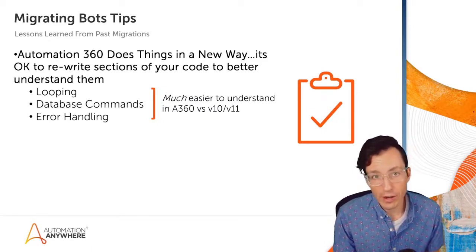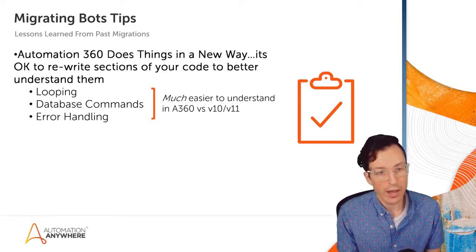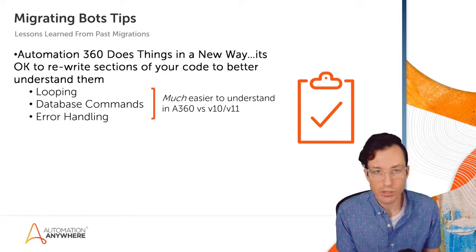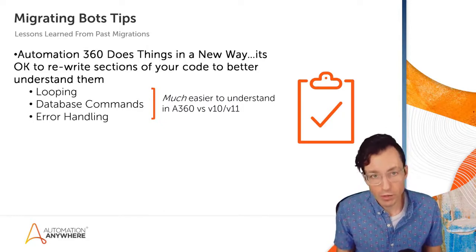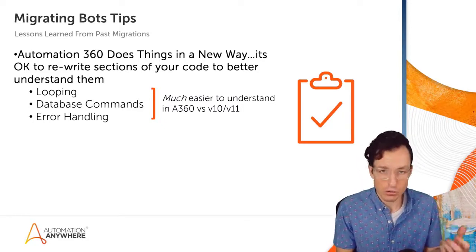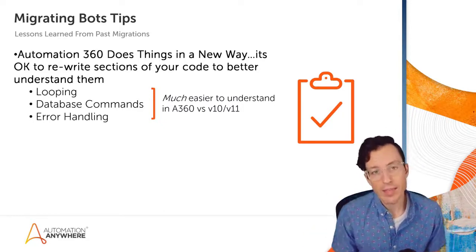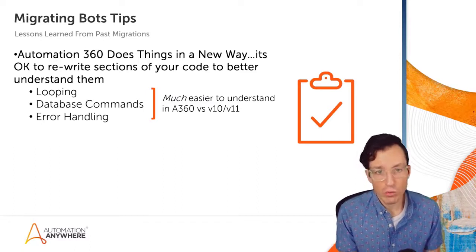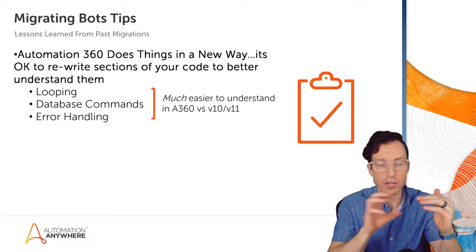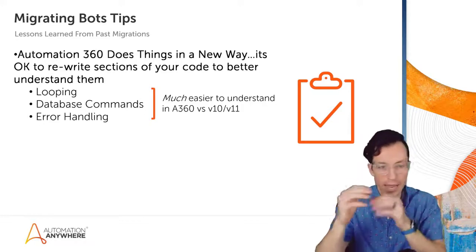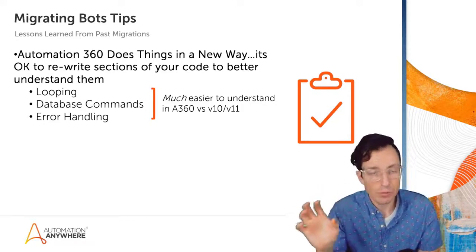And the same goes with error handling. The error handling approach now, I much prefer over what was done in version 10 and version 11. If you're not familiar with it yet, you should check it out. It's a try, catch, and finally block. And that enables you to write your code in a way so that, hey, if this fails, it's going to jump over to that catch. My catch is going to execute, and then I can optionally have a finally.